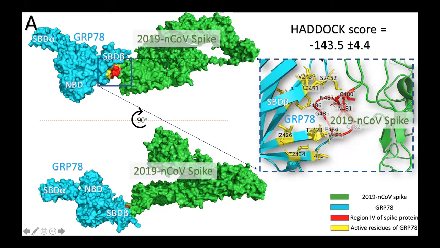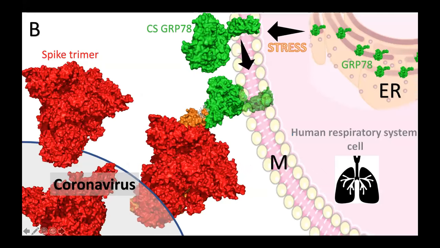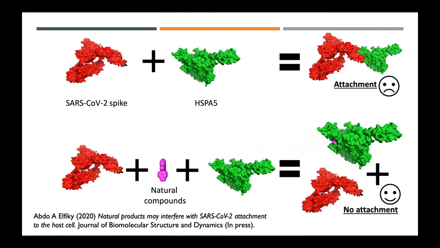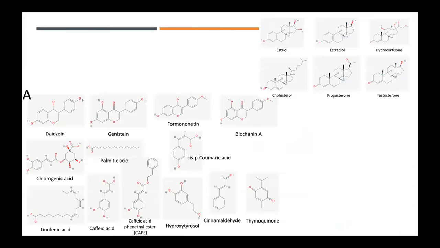I saw the last lecture of Daniel, and he is working with a different group of natural products. For me, I was working with these natural products because before coronavirus, I was working on GRP78. So this is a combination of the natural products that I used before. I tried them with the GRP and found that they are found in our food, so they are easy to find and not expensive.